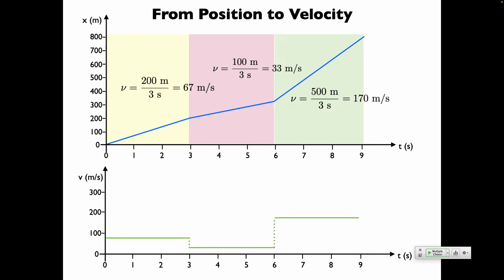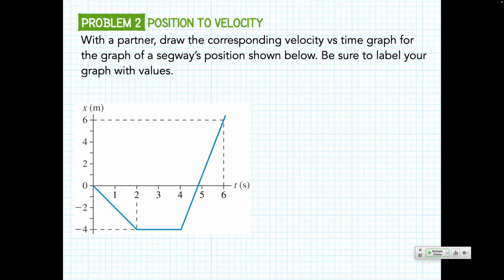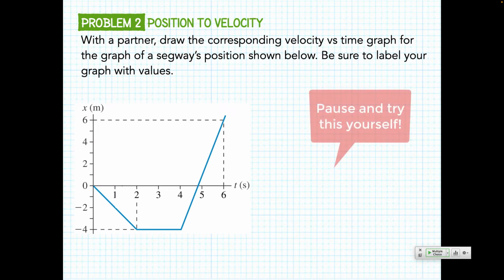Why are these lines dotted? You can't instantly go from this speed to this speed. In real life, there'd be some curvature here to transition from one to the other, but since we're just doing this simple part, we're going to ignore that for now and just say suddenly we're going this speed. Okay. So let's practice that. Let's do a problem where you take this graph and you want to draw the velocity versus time graph. So we'll take about 5 minutes, draw the velocity versus time graph for this position graph, and then we'll move on to the next thing.